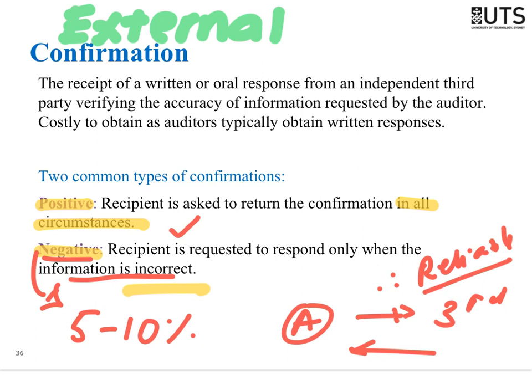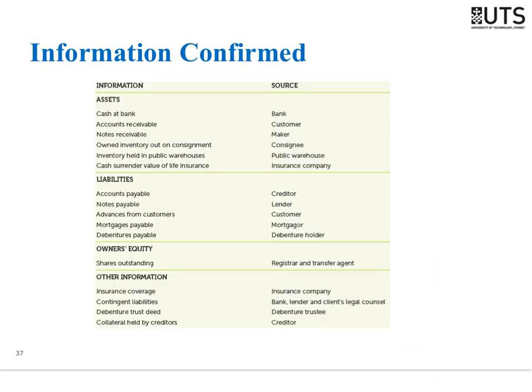Okay? So even a positive form has its limitations because if the customer actually owes more, they're not going to say anything. If they owe less, they will. So it's, again, one-sided. So there are limitations there. Information that we do confirm, here are some examples. I'll let you have a read.